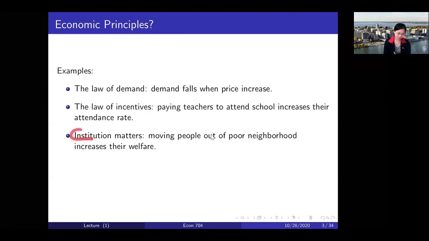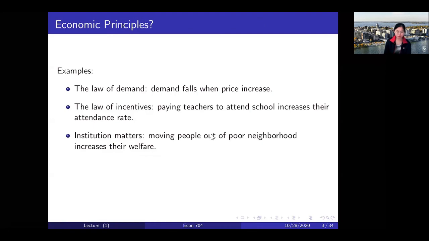Economists are also concerned about institutions, not only price or incentives, but also institutions. For example, moving people out of poor neighborhoods increases their welfare. So that's something that a lot of economists study as well. Moving people out of poor neighborhoods can possibly increase employment opportunities or improve the environment that the children grow up in, and therefore increase their welfare. So these are all examples of economic principles.